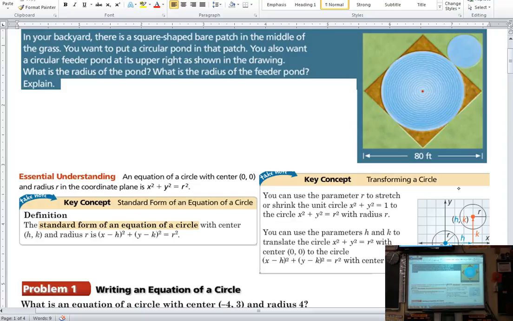Now, this is actually what people do because they will have like a koi pond or something like that, and they'll actually have a breeding pond or a smaller pond off to the side, or maybe that one's got the fountain. So you need to figure out what the radius of each of these ponds is going to be. The only thing you know is that your yard is 80 feet by 80 feet.